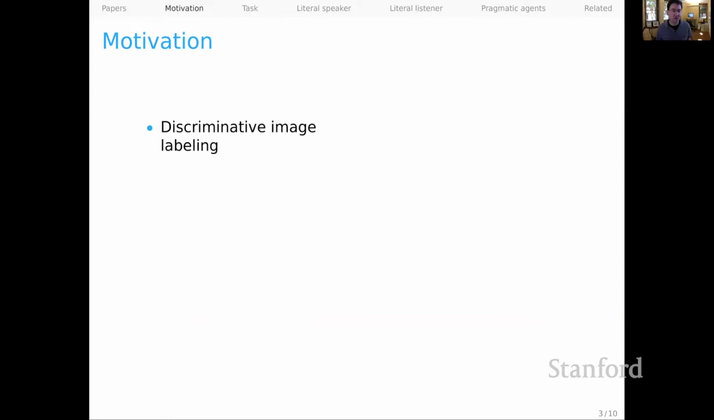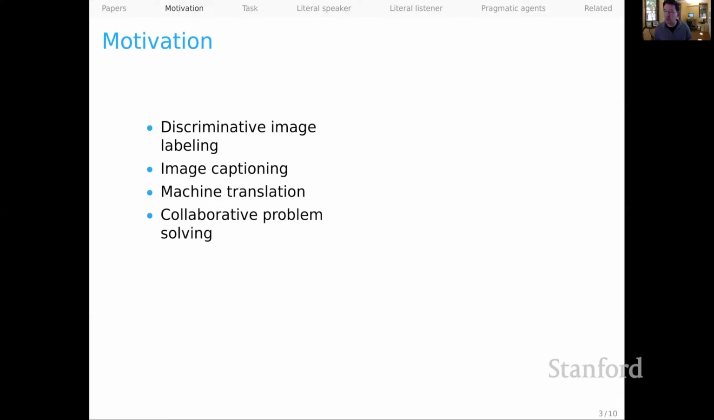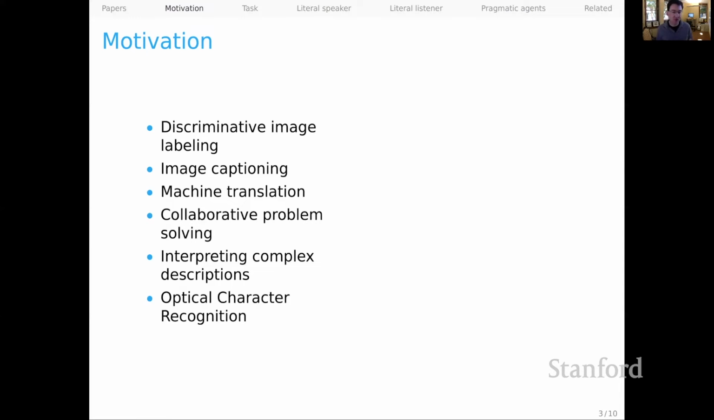And those tasks included discriminative image labeling, image captioning, machine translation, collaborative problem solving, interpreting complex descriptions, especially navigational instructions, and maybe even optical character recognition. And I think we could think of other tasks that we could put into the mold of the colors in context task and really benefit from the mechanisms that RSA offers. However, as we saw at the end of the RSA screencast, there are some obstacles to doing this.